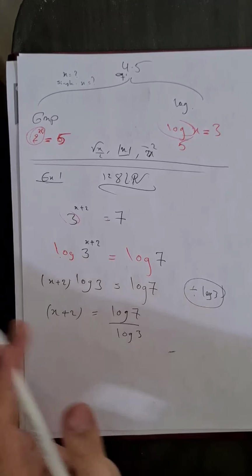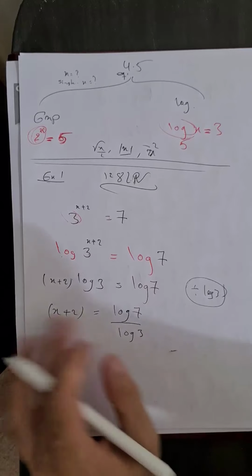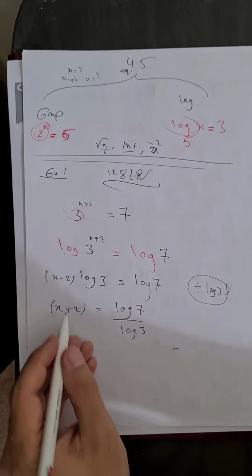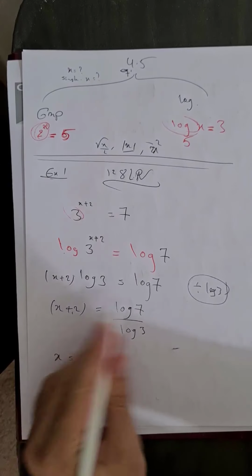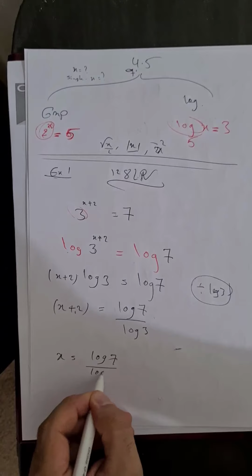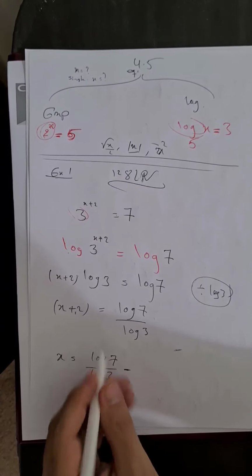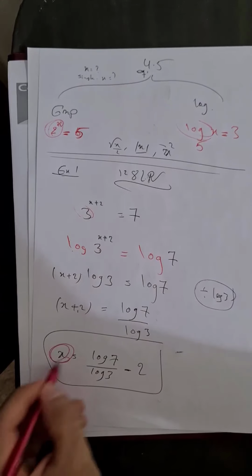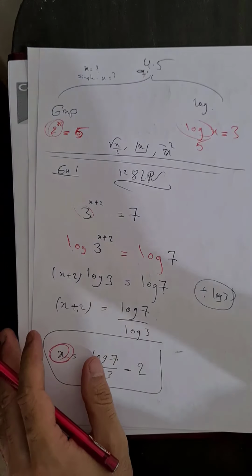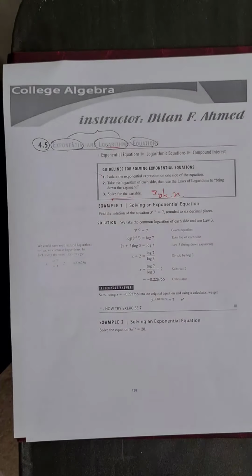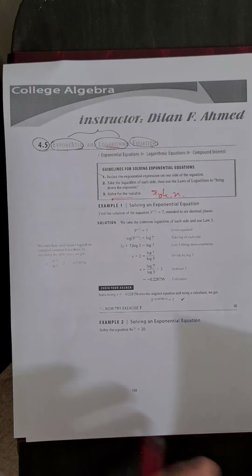Now, because they are numbers, just forget about getting the result. I don't want to use the calculator here. I want x alone, so this plus 2 goes to the other side, and I will have minus 2. So I got a single x. I solved the first example by taking the logarithm of both sides.